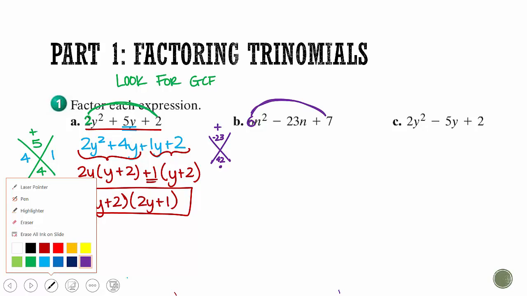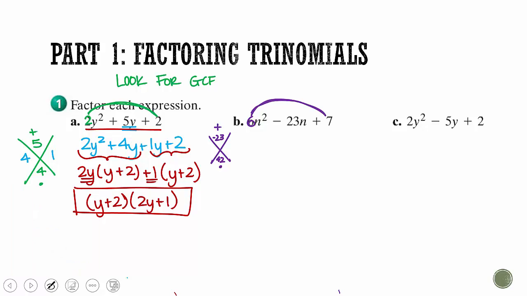Now to multiply to get 42, we have 6 and 7. Those won't add to make 23. But because we're adding to make a negative number and we're multiplying to make a positive, I know both of them are going to be negative, which helps me. So then start running through the other ones. You have 1 and 42, you have 2 and 21, and that's what we're going to end up using.